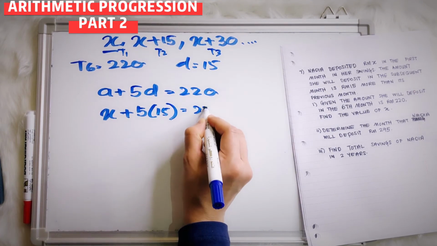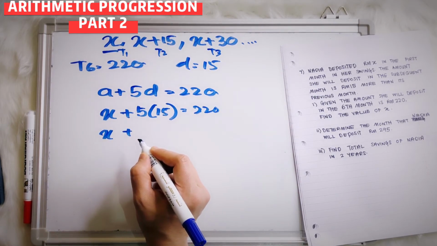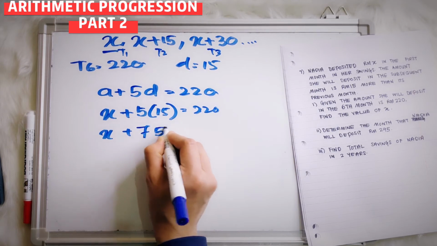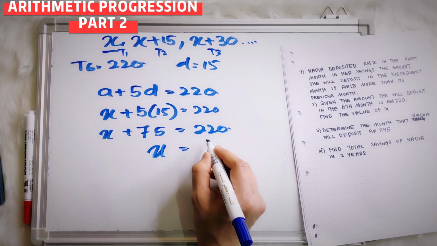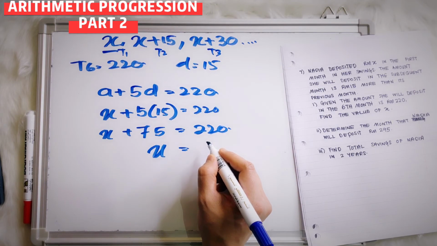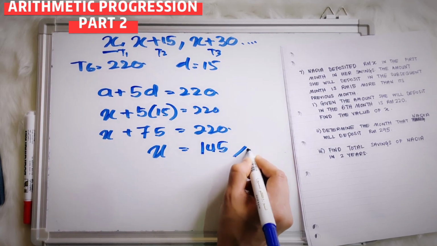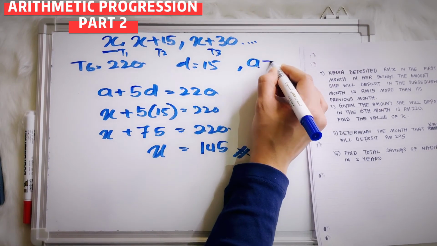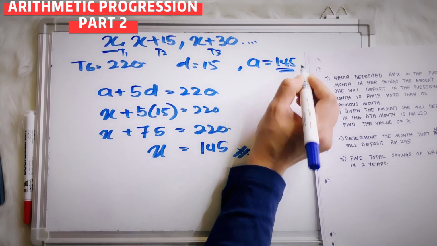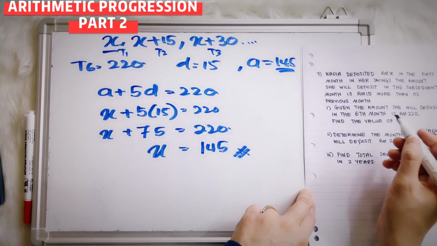15 equals 220. So X now, 5 multiplied with 15, we have 70. 5 equals 220. Now our X will be 220 minus 75. We have 145. So A equals 145. All right, now settled. So our X now is 145.